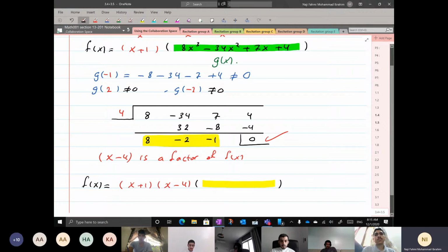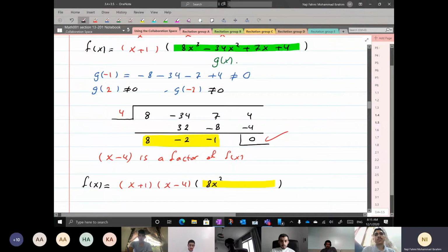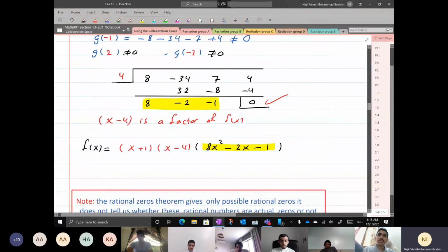This yellow part, can I write it as a polynomial as 8x squared minus 2x minus 1? Yes. Now, can I factor this more? We say this is (4x + 1)(2x - 1). So now, if I ask Shabab, what's the power of x inside each bracket? 1. So what do we call these? We call them linear factors.